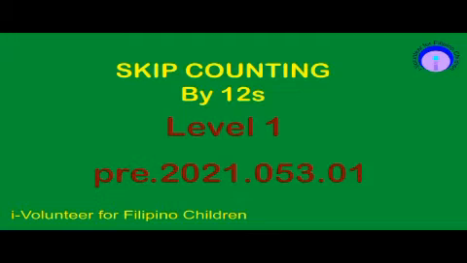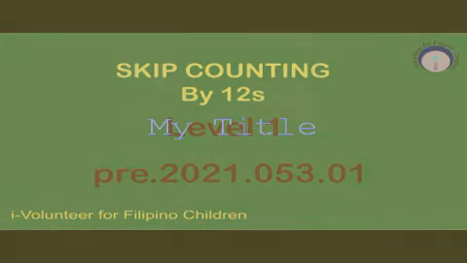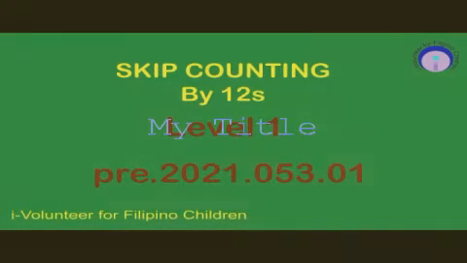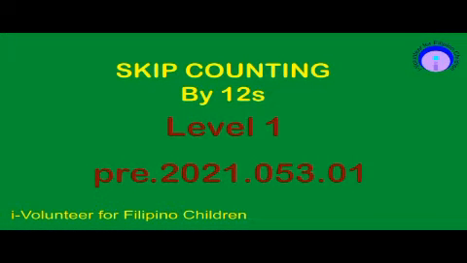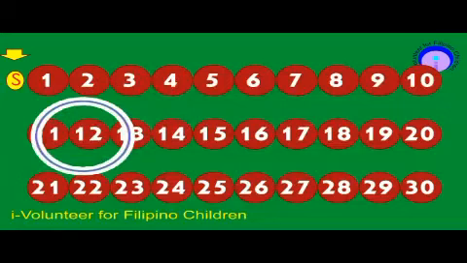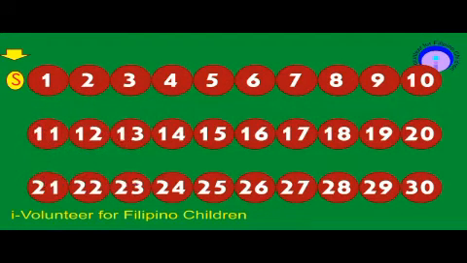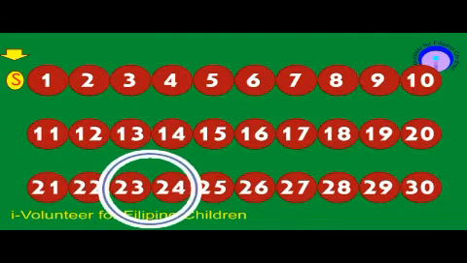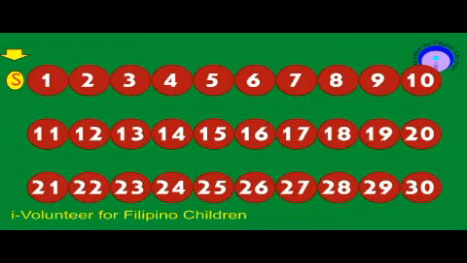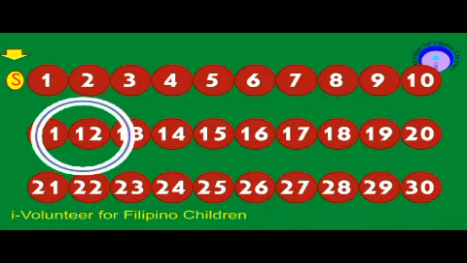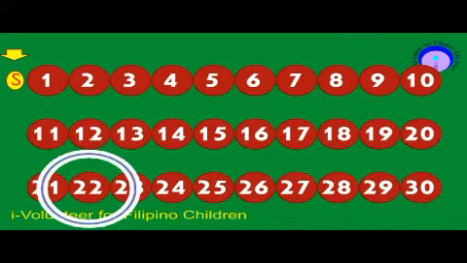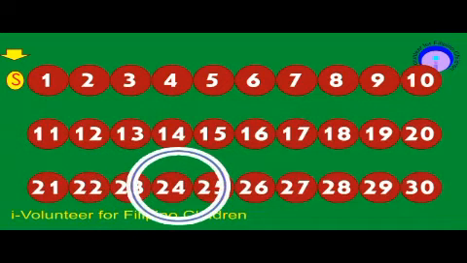Let us skip count by 12. 12 is equal to 10 plus 2. Therefore, let us add that number with 10 plus 2. Are you ready? Let's start with 12. 12 plus 10 is equal to 22. Plus 2 is equal to 24. That easy. I repeat. 12 plus 10 is equal to 22. Plus 2 is equal to 24. After 24, what's next?